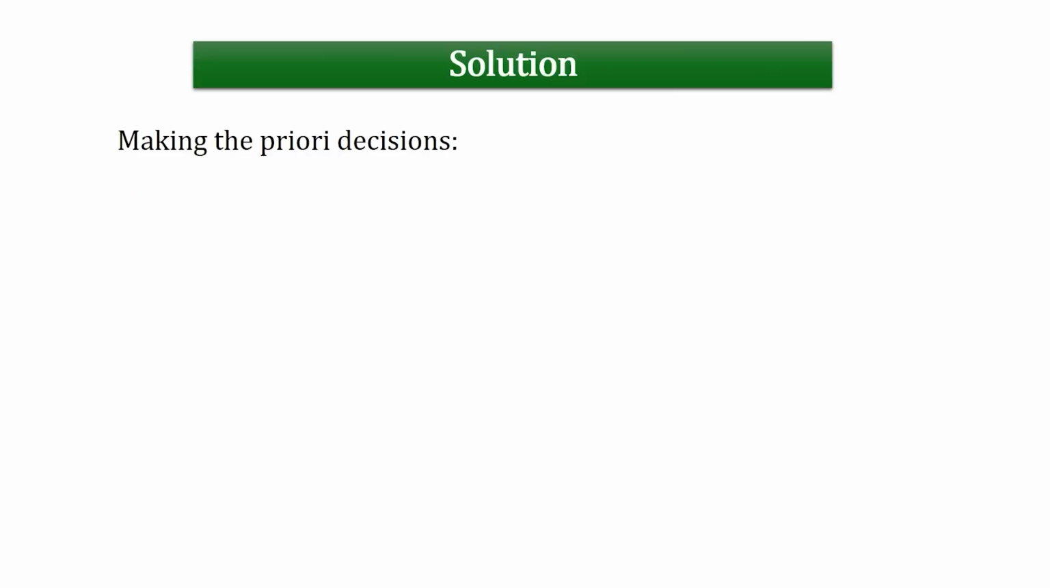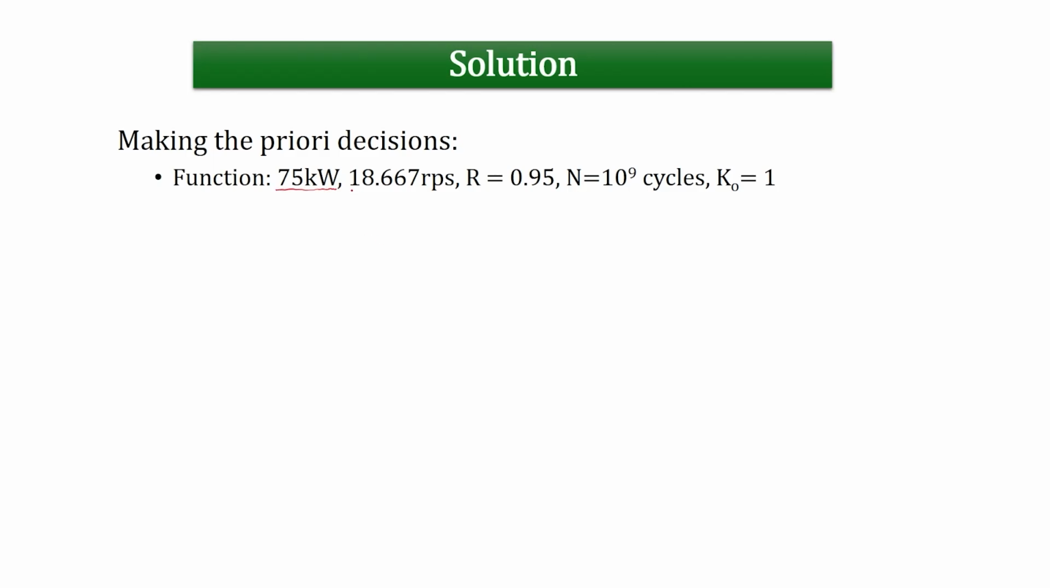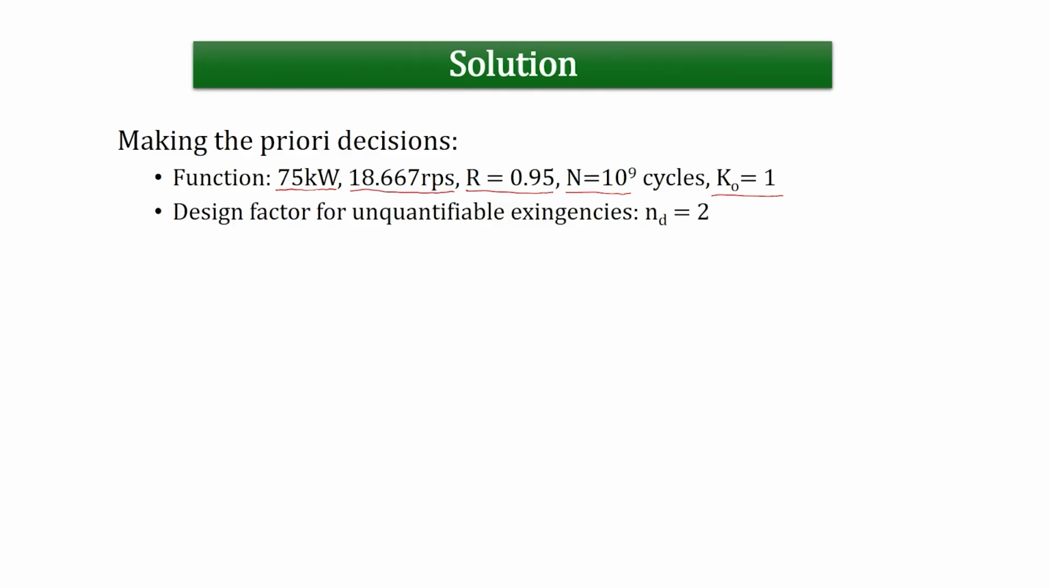Now, coming to our given problem, the a priori decisions are as follows. In the problem, it is given that we have to transmit power of 75 kilowatt and the pinion has to run at 18.667 RPS. Required reliability is 0.95. Life required for the pinion is 10 to the power 9 cycles and the drive is smooth, and so the overload factor will be 1. Design factor is taken as 2, and for the tooth system, the pressure angle is taken as 20 degree.